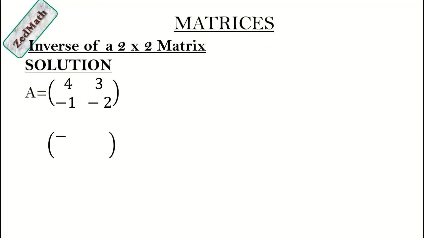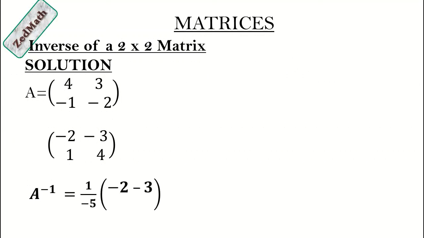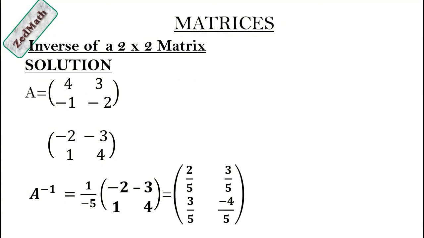The second step is to do the exchange and the changing of signs, and we get this, that is negative 2 takes the place of 4 and 4 takes the place of negative 2, and then we change the signs for negative 1 and 3, and we end up with this. After getting done with this, we then write our inverse as 1 over the determinant, which is negative 5, multiplied by the matrix we got above. And if we multiply the constant outside, the constant being 1 over negative 5, we get this. So this is our inverse.